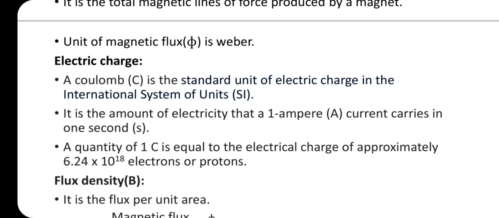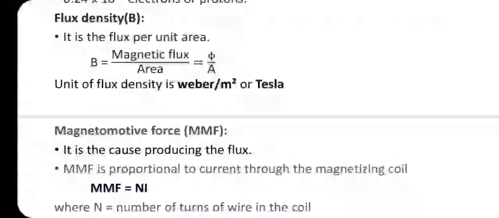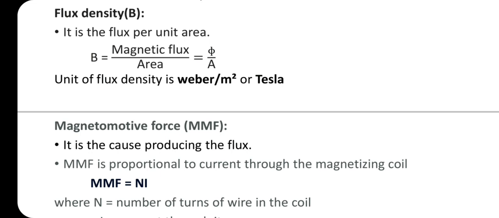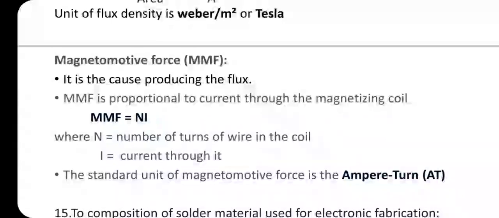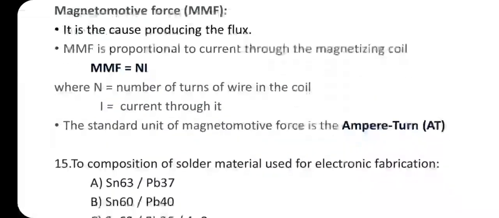or protons. Flux density B is the flux per unit area, that is B equal to magnetic flux per area, that is phi by A. Unit of flux density is Weber per meter square or Tesla. Magnetomotive force is the cause producing the flux. MMF is proportional to current through the magnetizing coil. MMF equal to N i, where N is the number of turns of wire in the coil and i is the current through it. The standard unit of magnetomotive force is ampere turns.